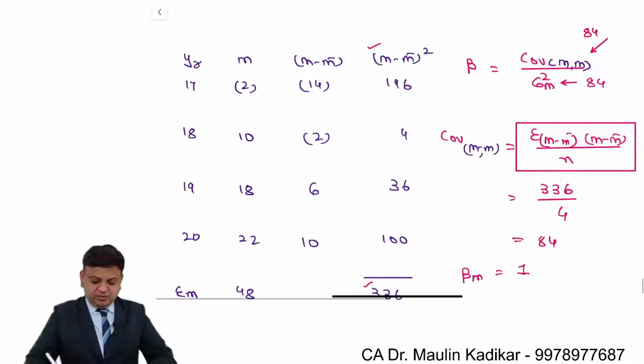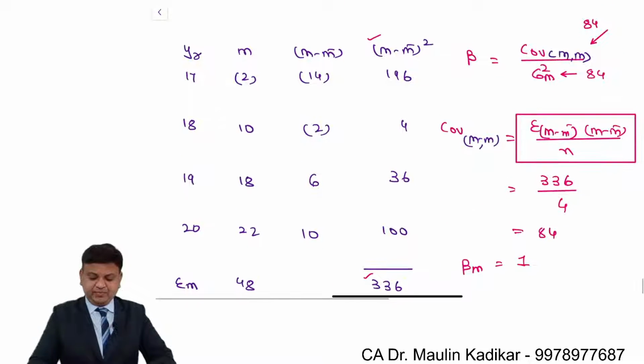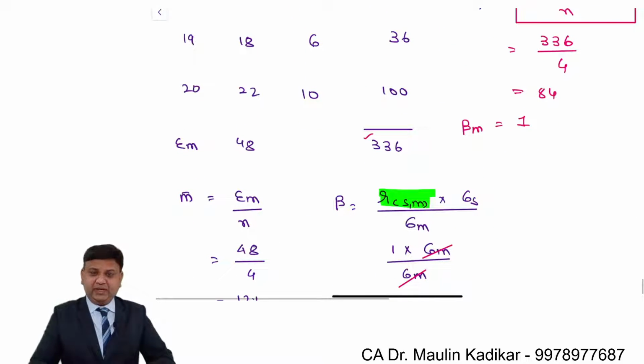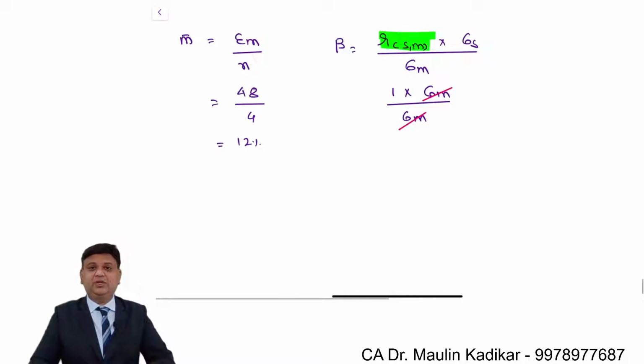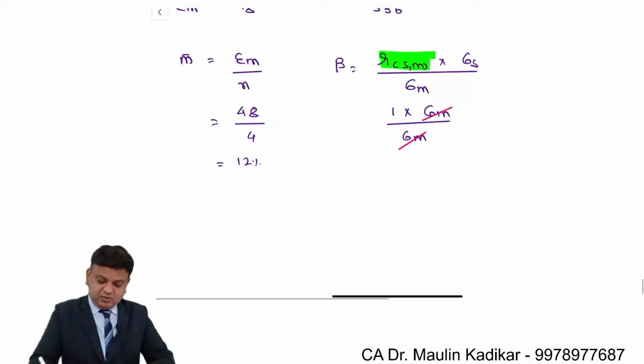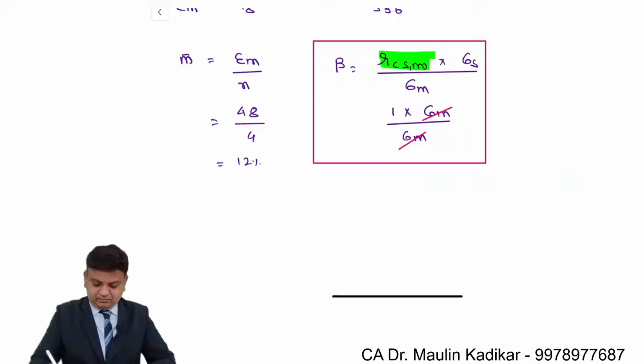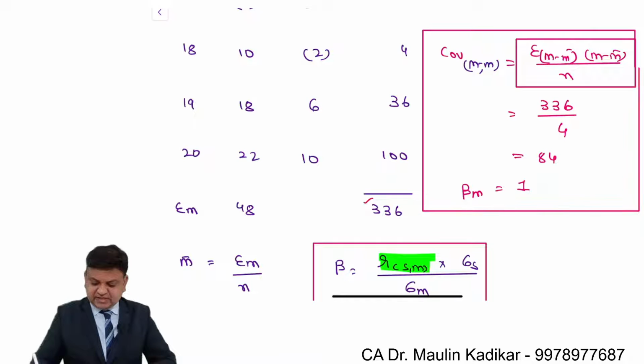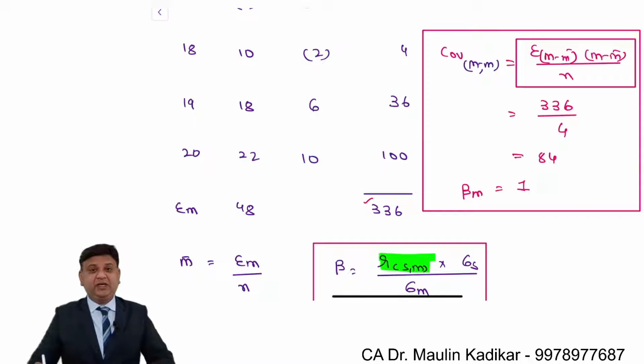So there is no need to make all these calculations. You may write if you want to write. Otherwise, we can say simply that the beta of the market portfolio is always 1. Taking into account all these calculation patterns, whether you follow this method or this method, you can understand that the beta of the market portfolio is always 1.